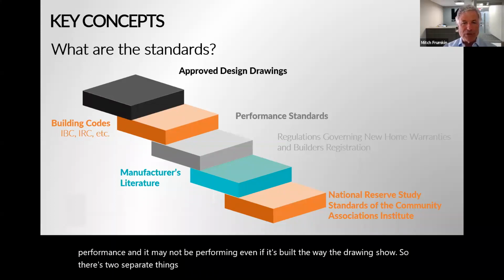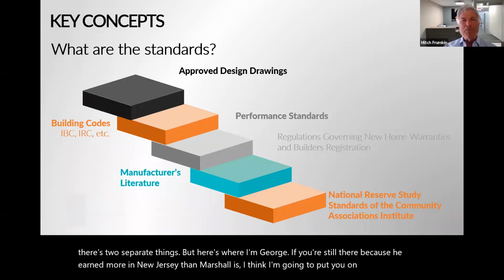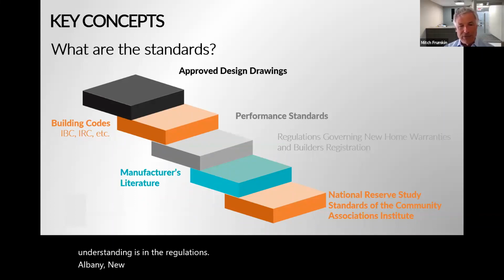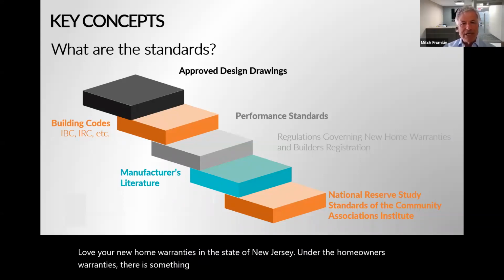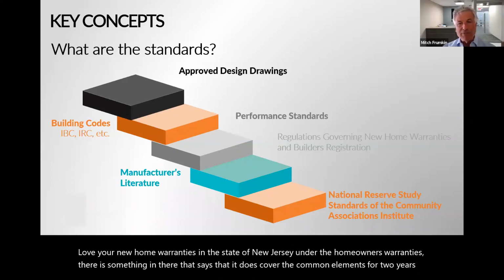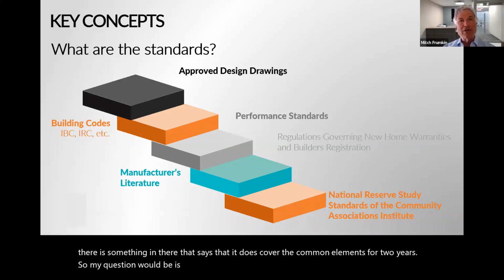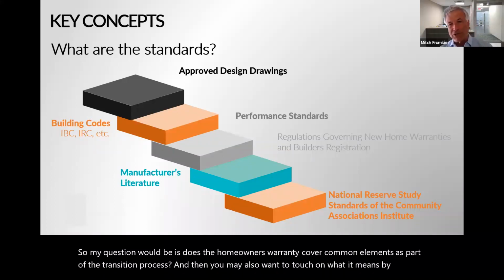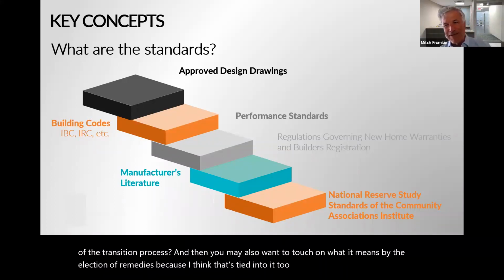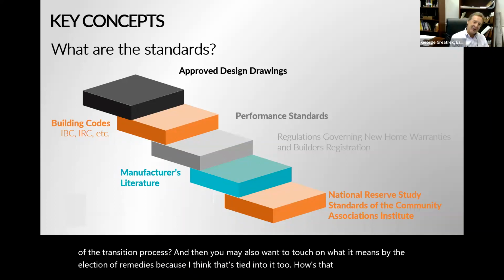But here's where I'm, George, if you're still there, because you're more in New Jersey than Marshall is, I think, I'm going to put you on the spot. My understanding is in the regulations governing new home warranties in the state of New Jersey, under the homeowner's warranties, there is something in there that says that it does cover the common elements for 2 years. So my question would be, does the homeowner's warranty cover common elements as part of the transition process? And then you may also want to touch on what it means by the election of remedies, because I think that's tied into it too. How's that? Yeah, thanks for putting me on the spot.